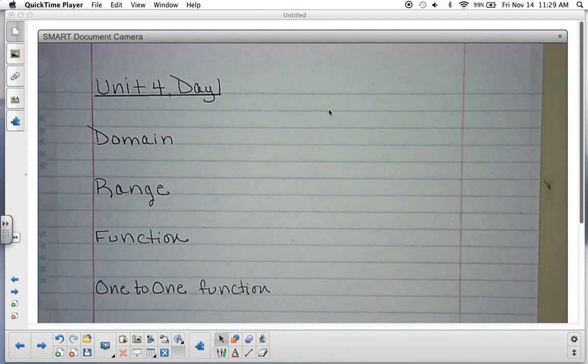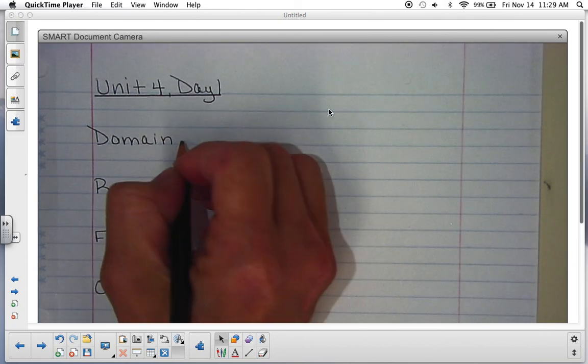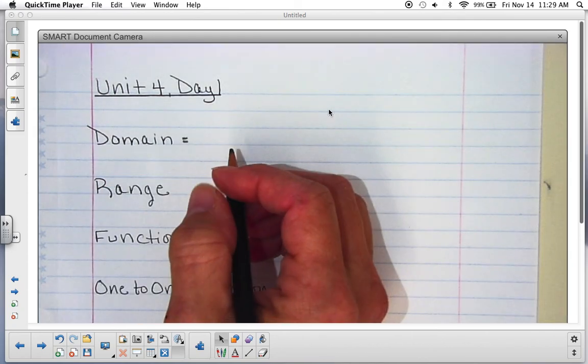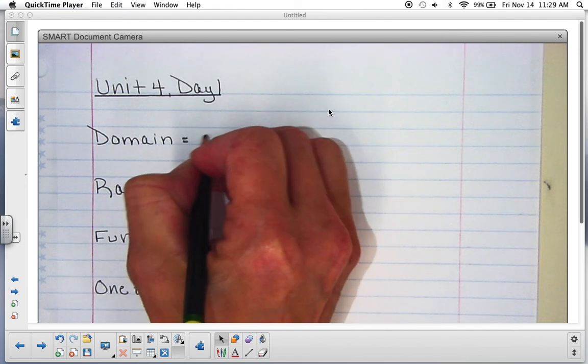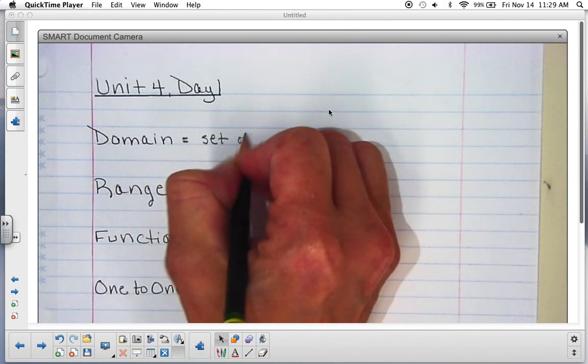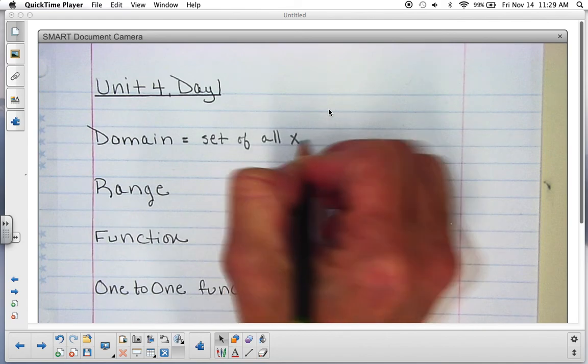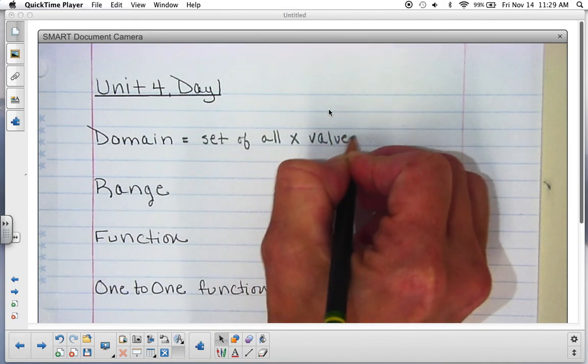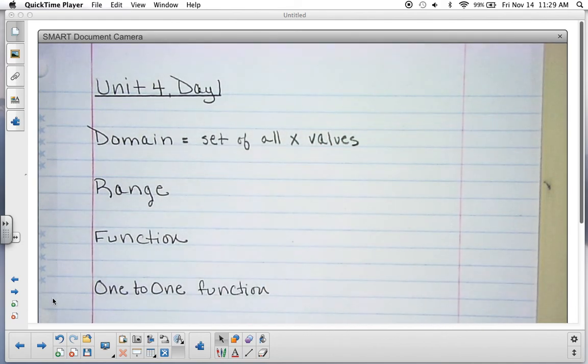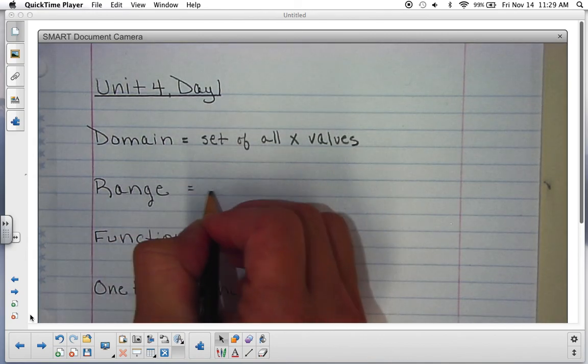Okay, hi folks, it's day one of unit 4, a nice small unit again, a rather quick unit on functions. We're going to start with the definitions of domain and range. The domain of a function or a relation are the set of all x values. The range is the set of all y values.